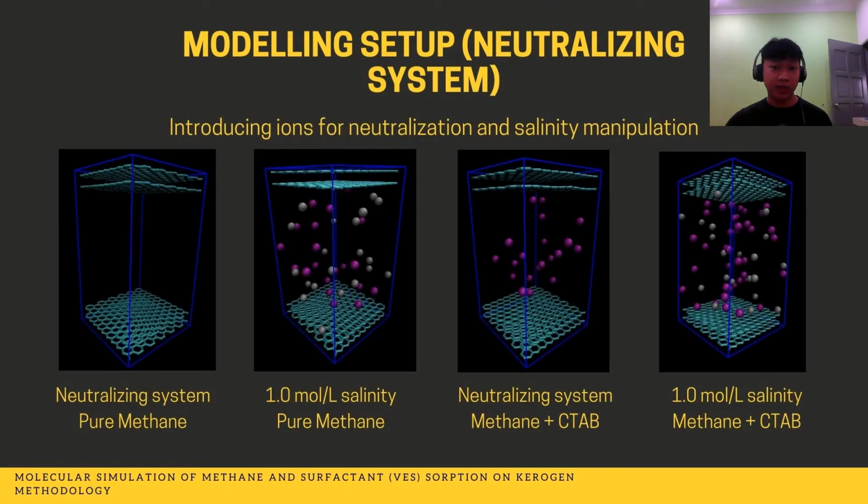The next step is neutralizing the system, which is important because nothing in nature can actually be present with charge, as they are unstable. From the first picture, there are no ions added as it is just a pure methane system. The second picture, of 1.0 mole per liter salinity, contains 20 sodium ions and 20 chloride ions, which are grey and purple respectively. Sodium chloride is used as the salt in this stage. When there is inclusion of CTAB, which is cationic with a charge of +1, an additional 20 chloride ions are introduced to neutralize them, as can be seen from the third and fourth images.